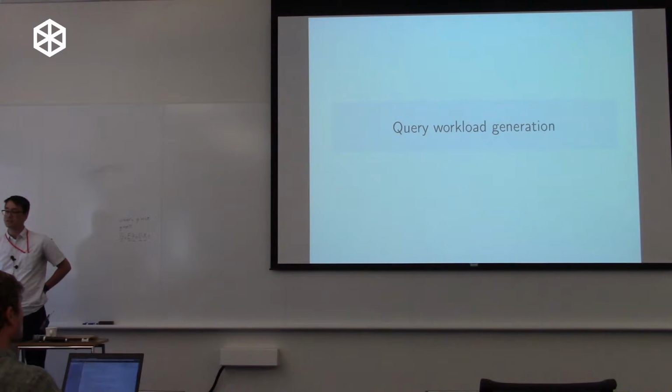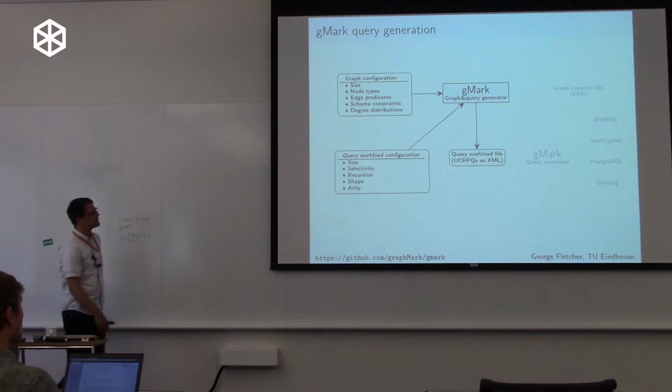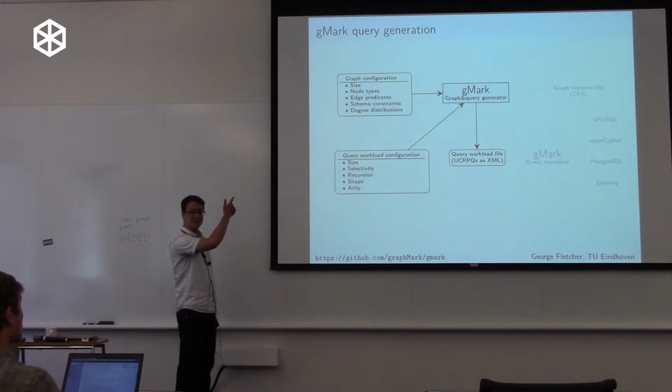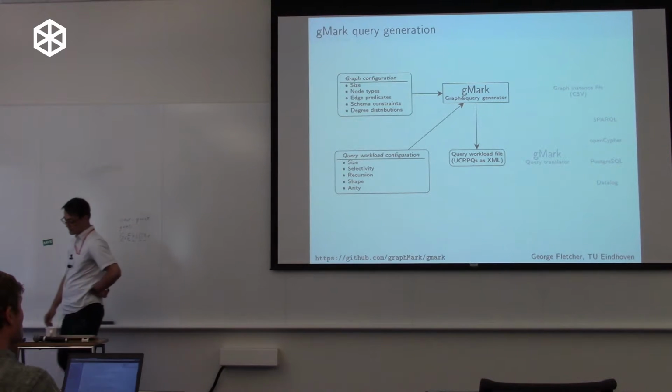Okay, so that's instance generation. Let's look at query workload generation. Input to this process is both the graph schema, because we're generating queries on a schema, and then a configuration of what we want in our workload.